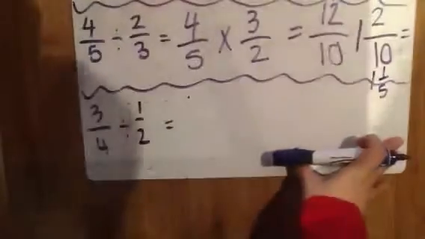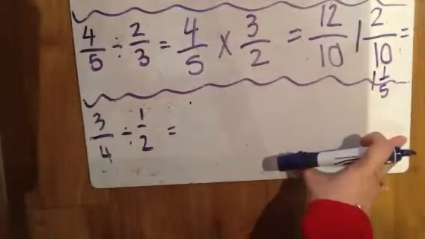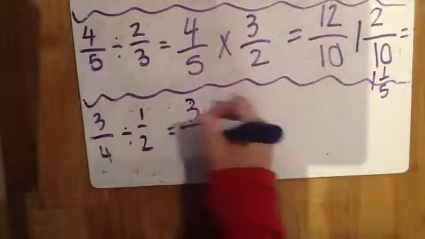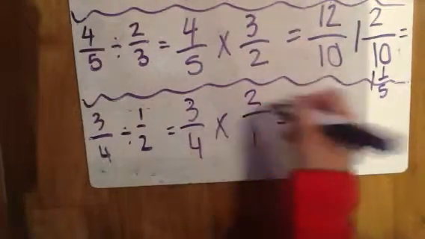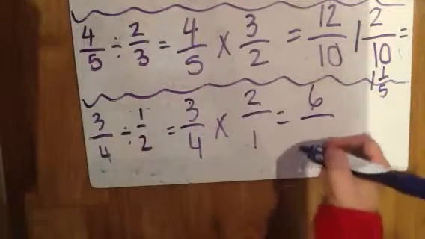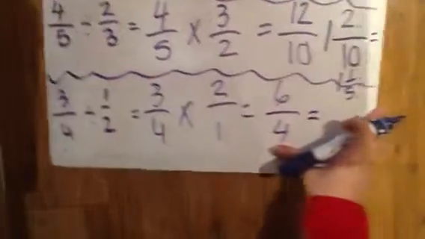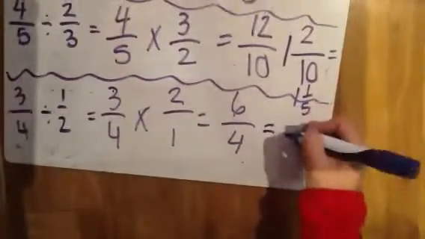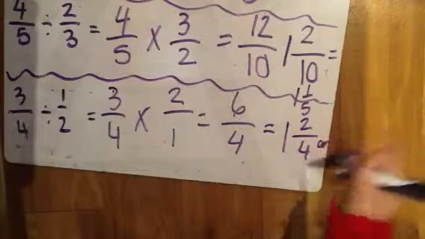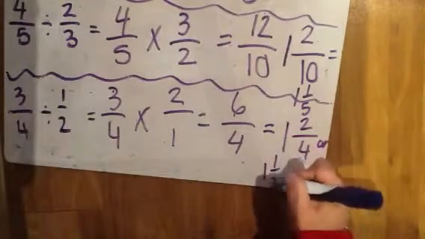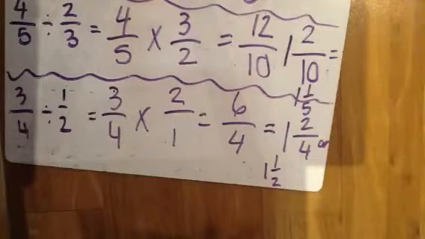Our next problem is 3/4 divided by 1/2. So we have 3/4 times 2/1 equals 3 times 2 is 6, 4 times 1 is 4. We convert that into a mixed number. We get 1 and 2/4, or 1.5. And there you have it. I hope your answers are the same as mine, and now you can go on to your next activities.